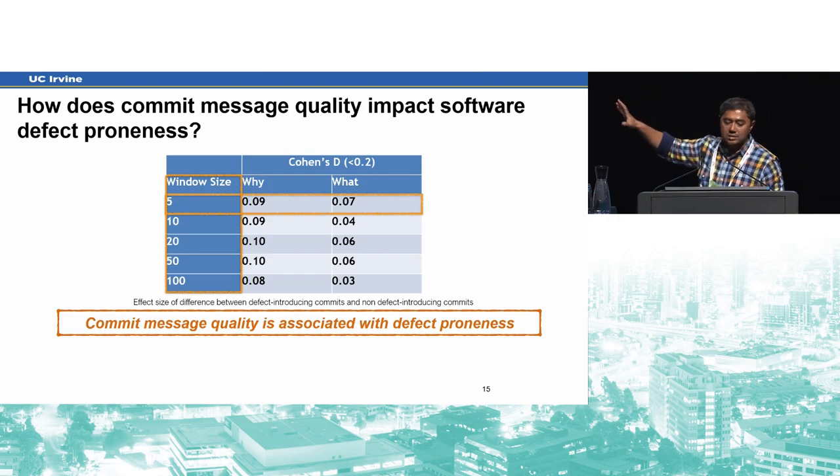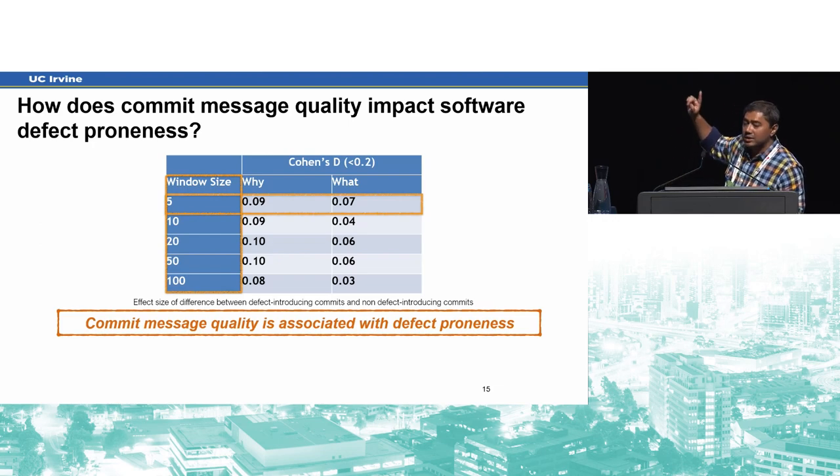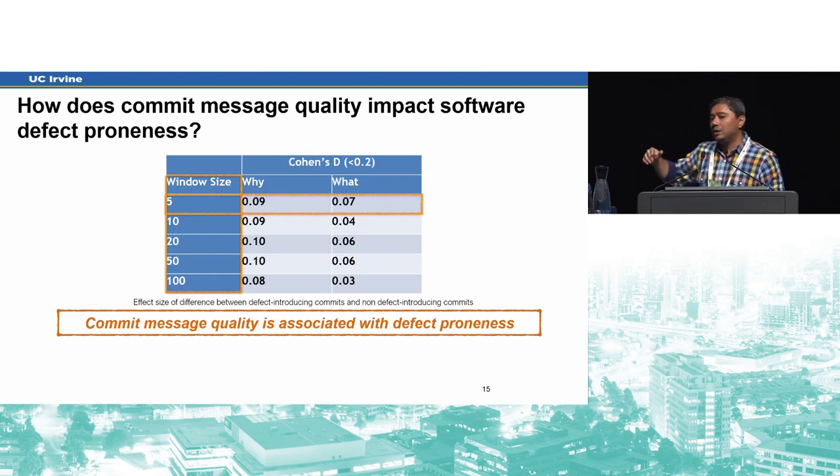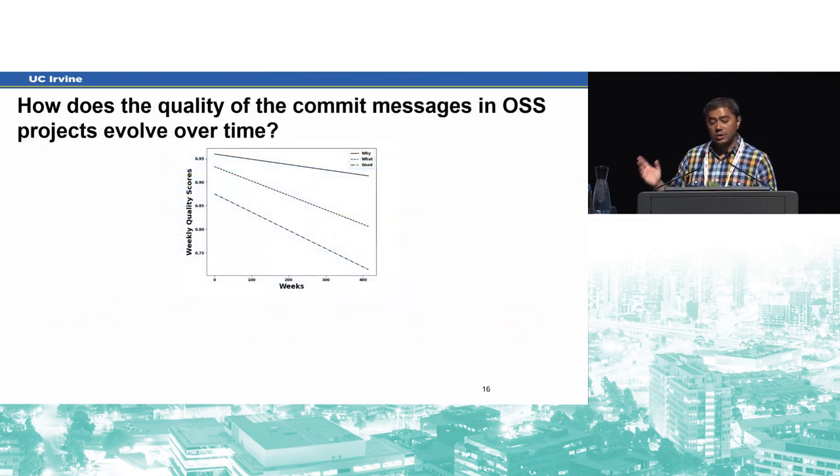So what this tells us is that the commit message quality is associated with defect proneness. However, one important thing to notice is the effect size is small, so it's not that only the commit message is what's associated with introducing a bug or not. We already know that the defect prediction models we have been building require a lot of other features, so it's just one of the other factors that contributes towards introducing bugs. So that was our RQ2.